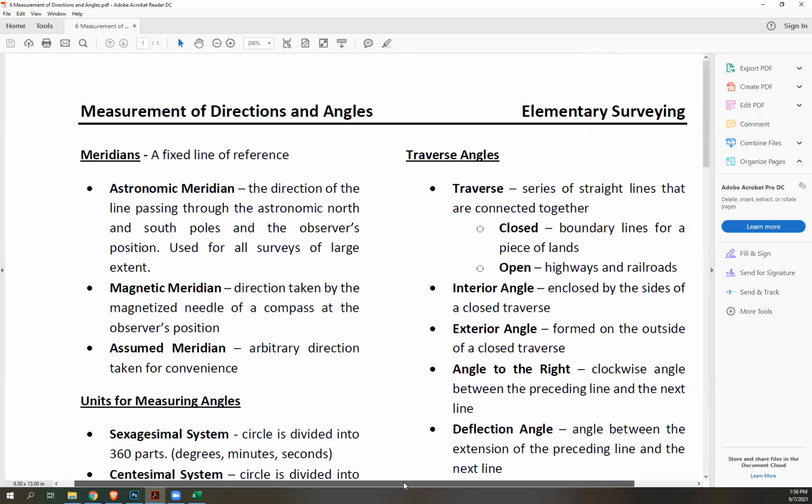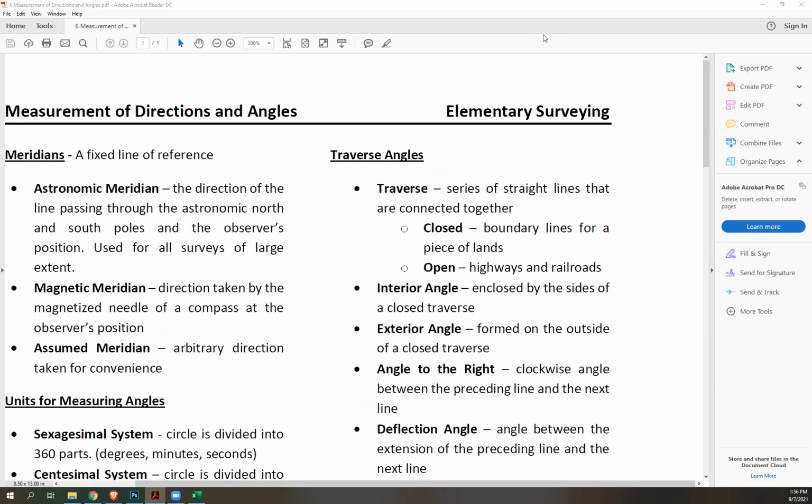And then lastly, we have traverse angles. So a traverse is a series of straight lines that are connected together. It can be closed or open. So closed traverses are used for boundary lines for a piece of land or pieces of land. Open traverses are for highways and railroads.